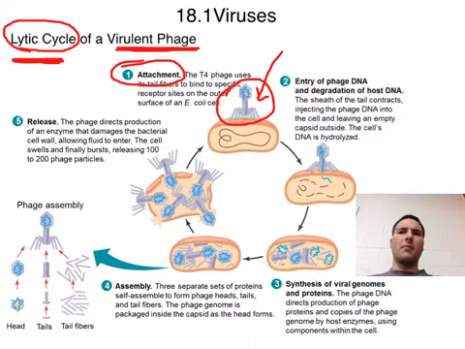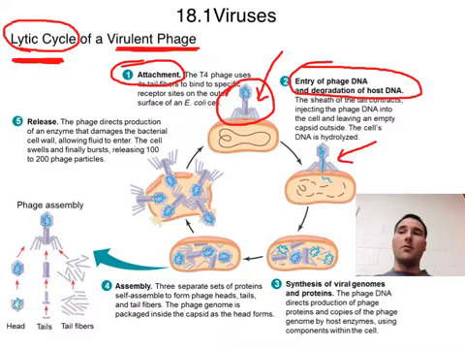Once attachment has happened, then we're going to have the DNA, the nucleic acid, enter the host. In this case, you're going to notice with this T4 phage that the capsid stays on the outside while the DNA is injected into the cell. Once the DNA goes into the host cell, it's actually going to facilitate the breaking down of the host DNA. So here you can see the host DNA is breaking apart.